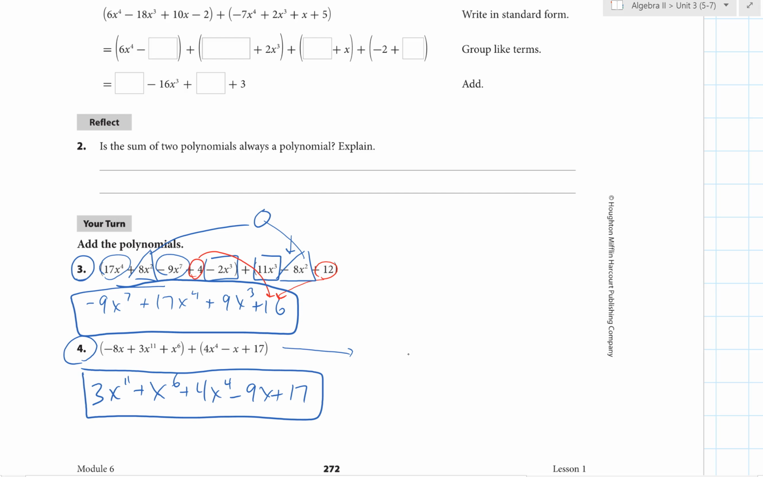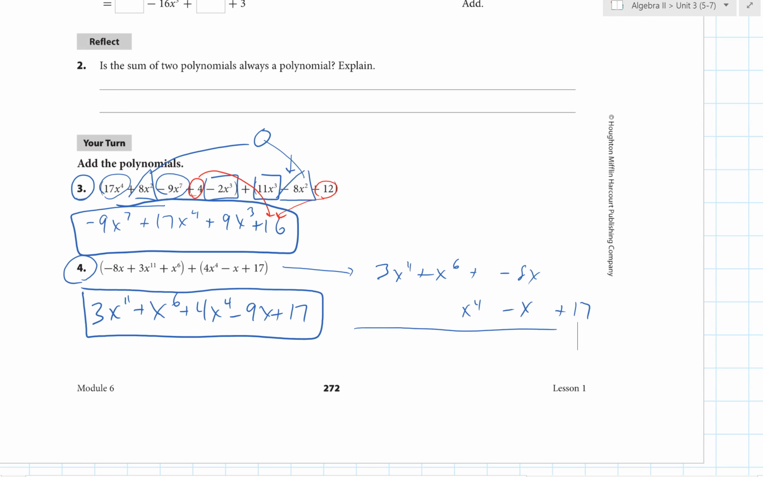So we want to write 3x to the 11th from the first polynomial, and then x to the 6th, and then negative 8x. And then from the other polynomial, we have an x to the 4th term. There's nothing that matches up with that. We have another x term, which is minus x, and then we have plus 17. So the only like terms that we have are those two.